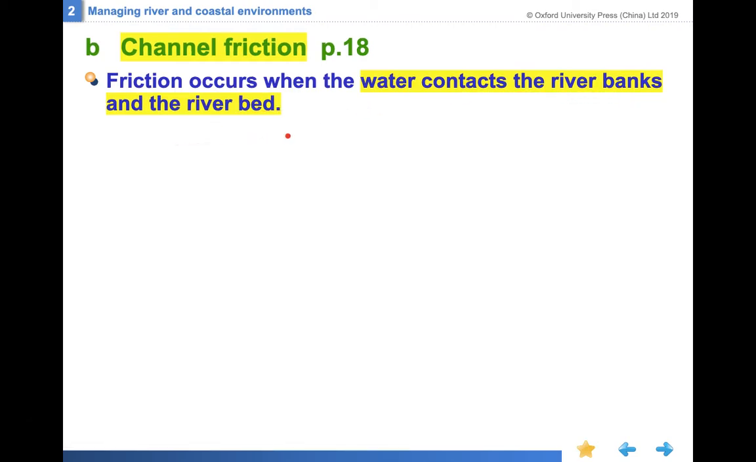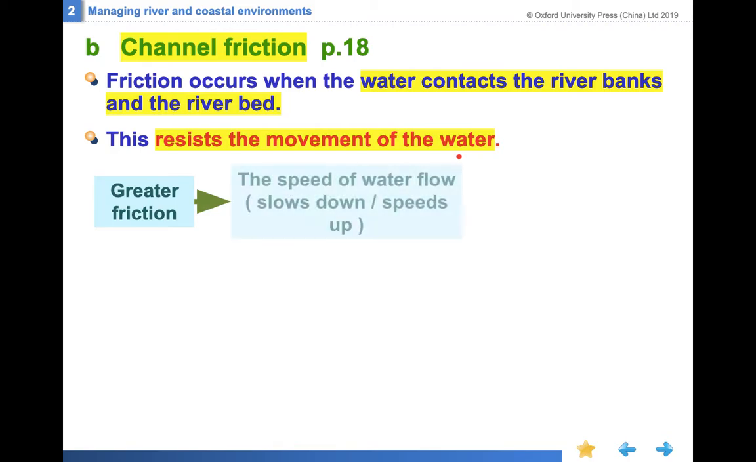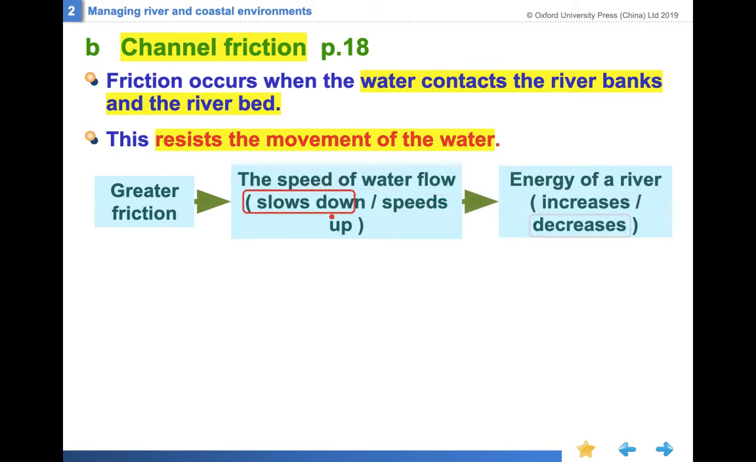River banks 呢就係河堤啦，兩邊嘅 river bed 就係個河床喺下面個底嘅。They will resist the movement of the water. So, the greater the friction, the speed of the water will slow down, and thus the energy of the river will decrease.